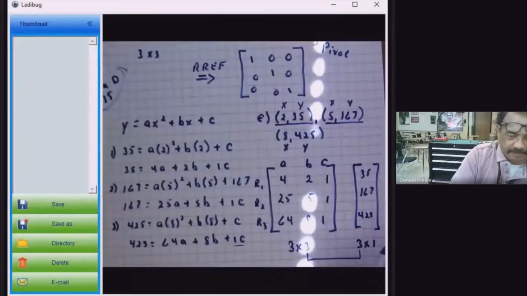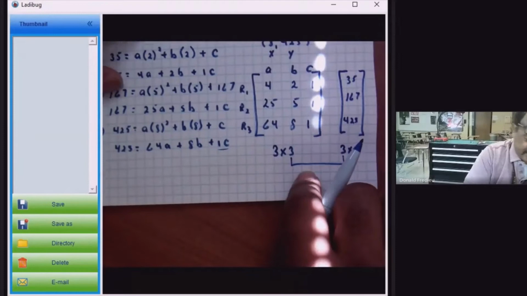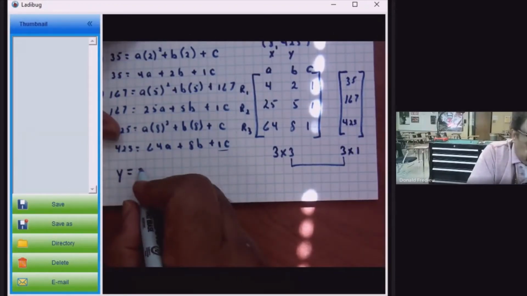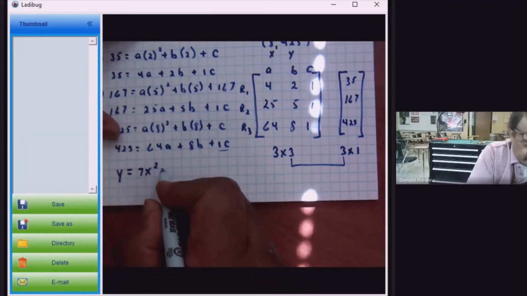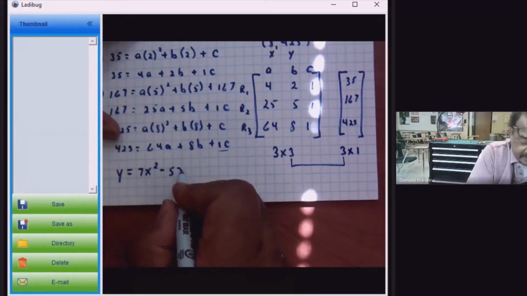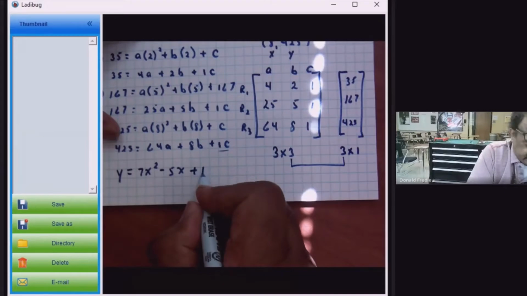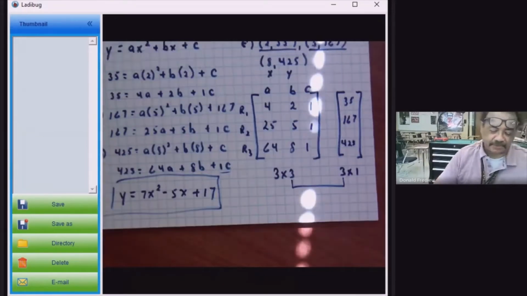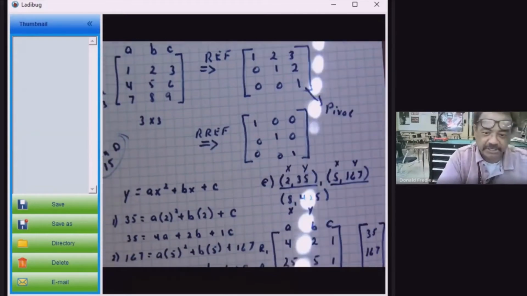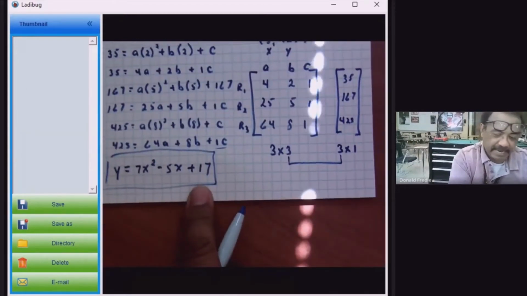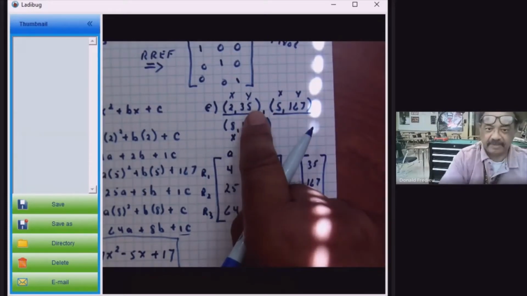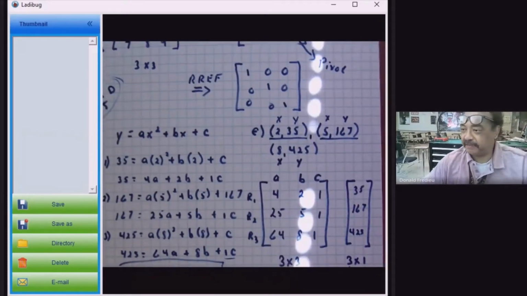So I'm going to write my answer here. y equals 7x squared minus 5x plus 17. But now I need to check my answer. So if I take this equation that I just wrote, and I plug in these x values I was given, I should get the y value I was given. To do that, we're going to use the calculator. So I'm going to go back to the calculator.